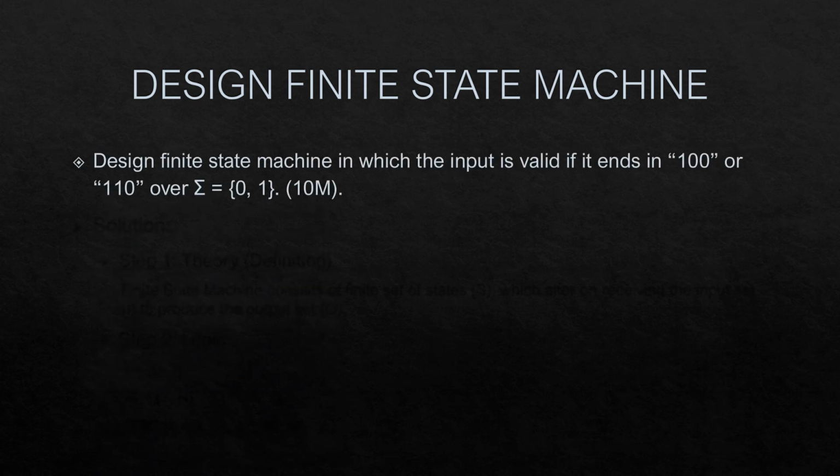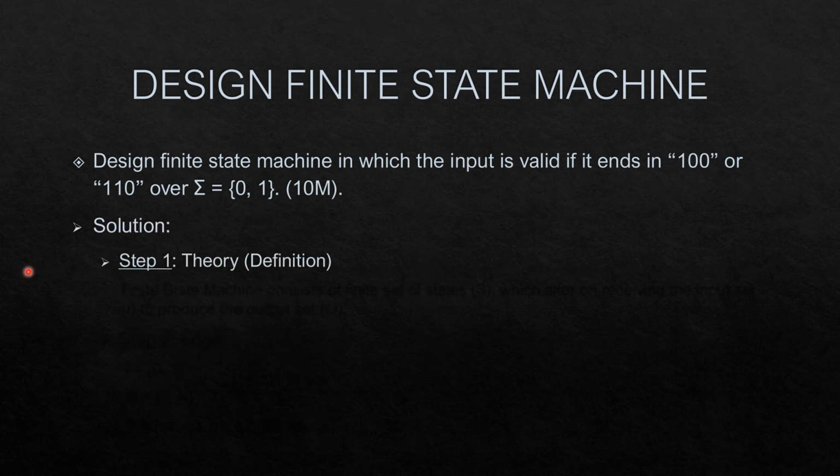So just like in our previous session, we will be designing two machines in this session as well. So first question goes as: design a finite state machine in which the input is valid if it ends in 100 or 110 over the input 0, 1.